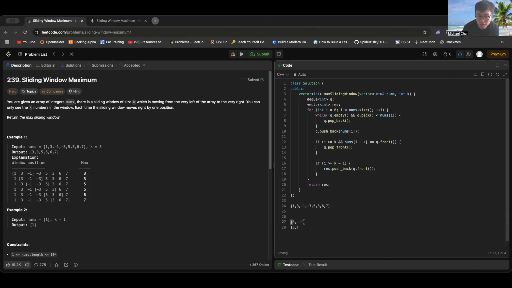The next one would be -3, right? It's still descending. And now it's bigger or equal to k because i is equal to 3 now. And nums i minus k, which is 3 minus 3, which is 0. nums 0 equals the front. Then I'll pop the front. So this goes out. And then I'll pop -1.